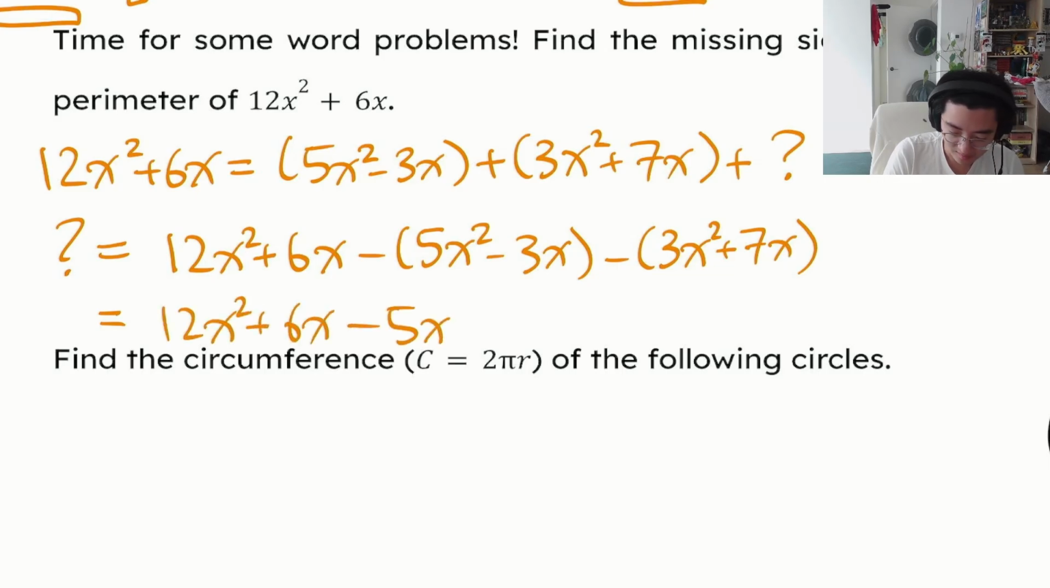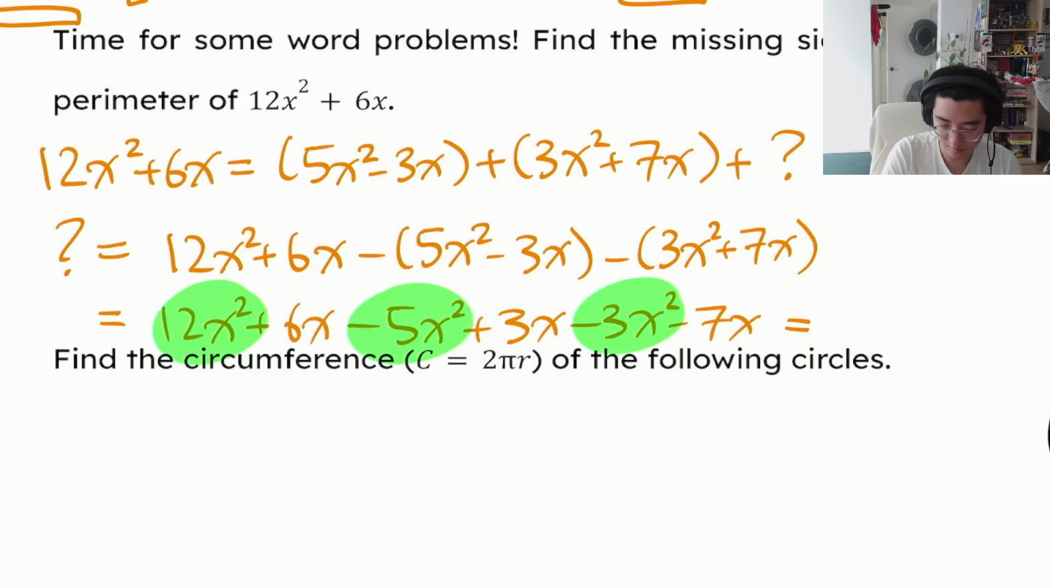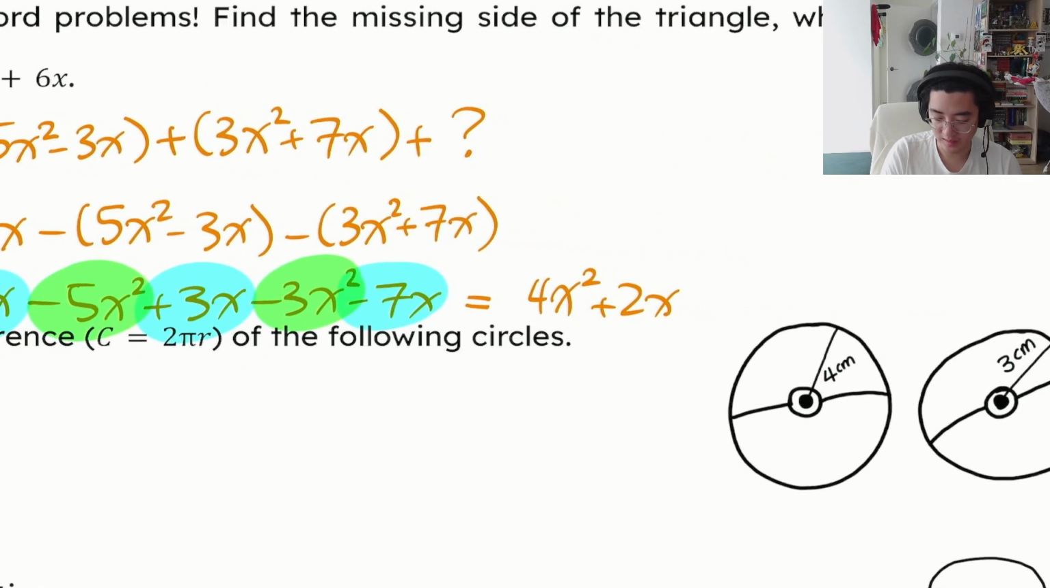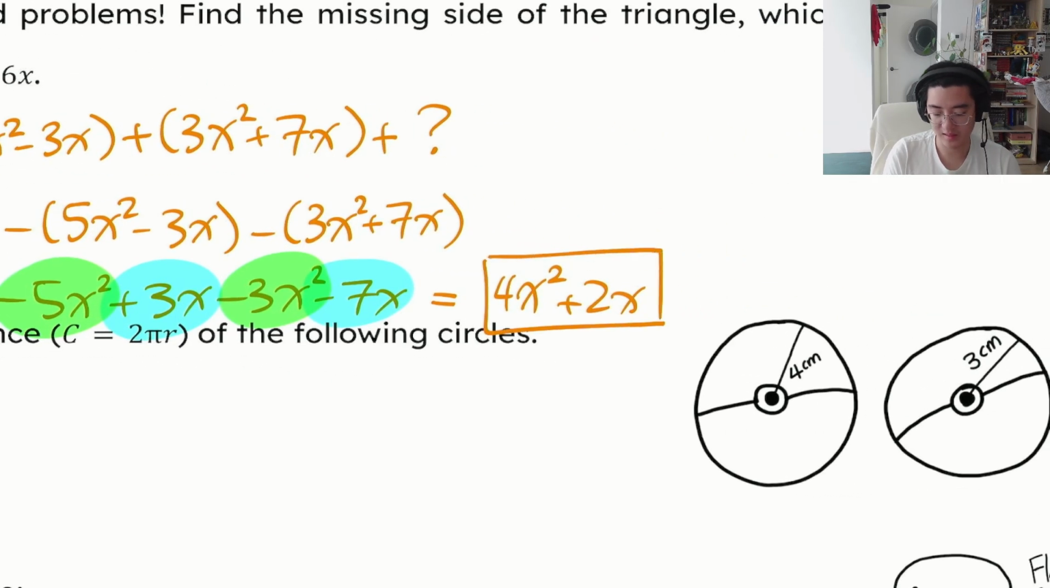So we got minus 5x squared plus 3x, and then minus 3x squared minus 7x. Combine like terms. So we got an x squared, x squared, x squared, x, x, x. 12 minus 5 minus 3 is 4. Oops. Is 4. 6 plus 3 minus 7 is 2. And that's our final answer: 4x squared plus 2x.